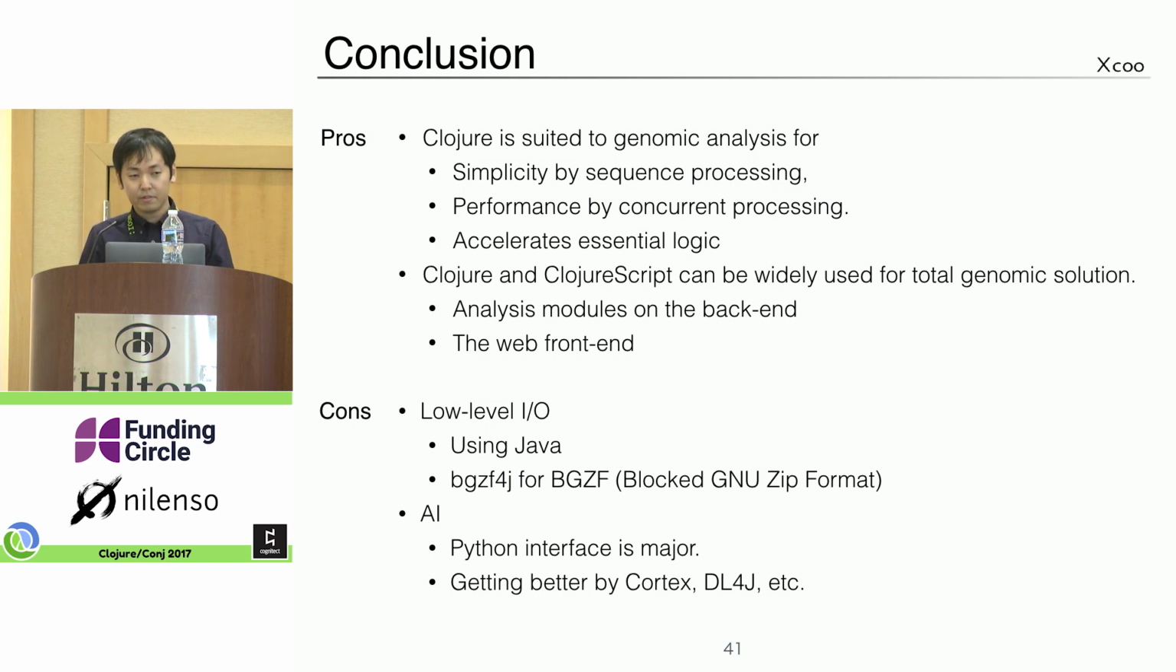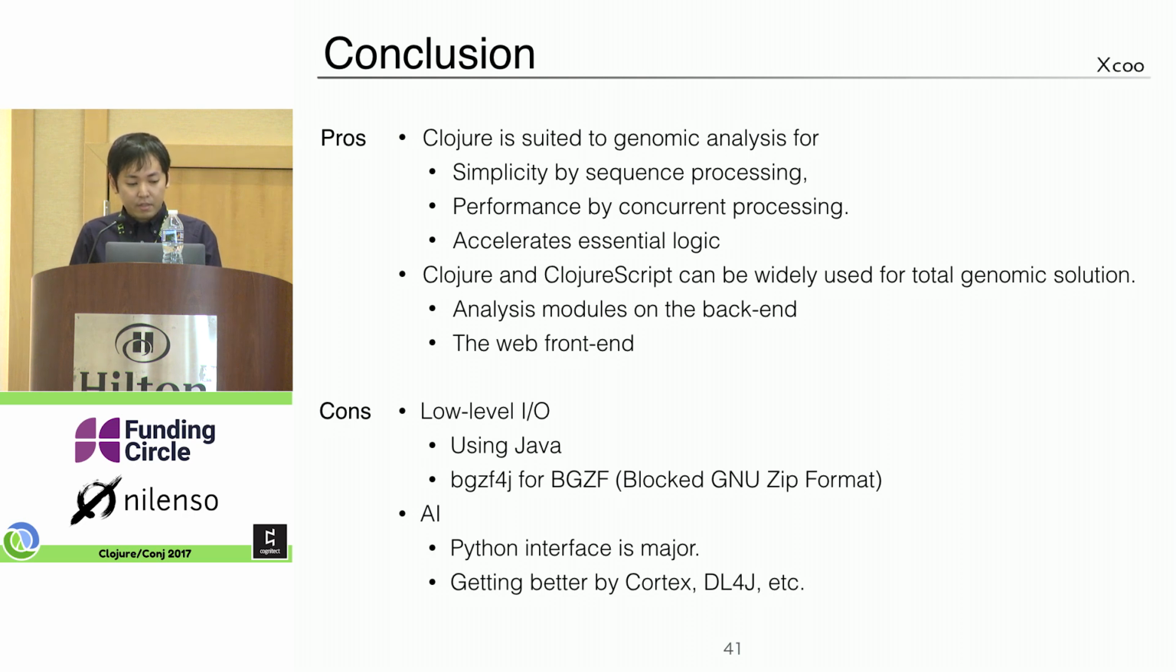About cons, I have not talked much about weak points of Clojure, but from our experience, I feel Clojure is not so good at some domains. The first is low-level I/O. As I mentioned, some processes are I/O bound, so there is a limit to improvement by concurrent processing. So we use pure Java for such parts. For example, we load the BGZF4J library in pure Java. BGZF is a blocked gzip format which is commonly used in bioinformatics.